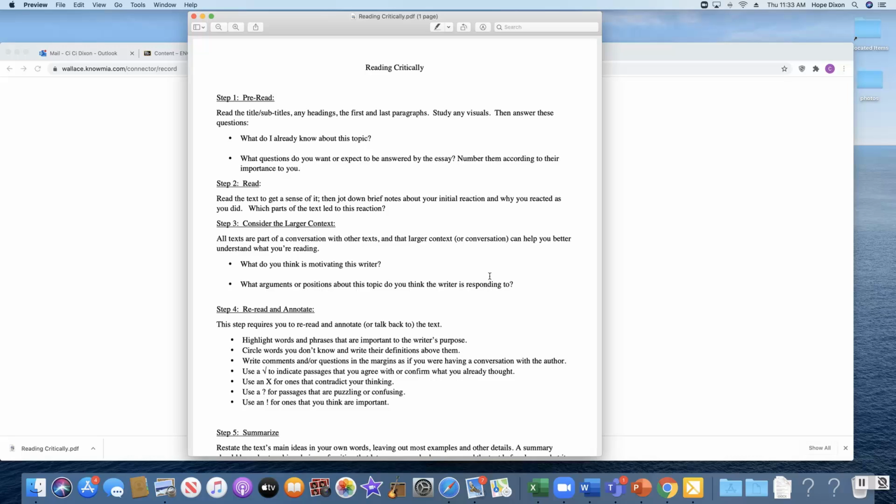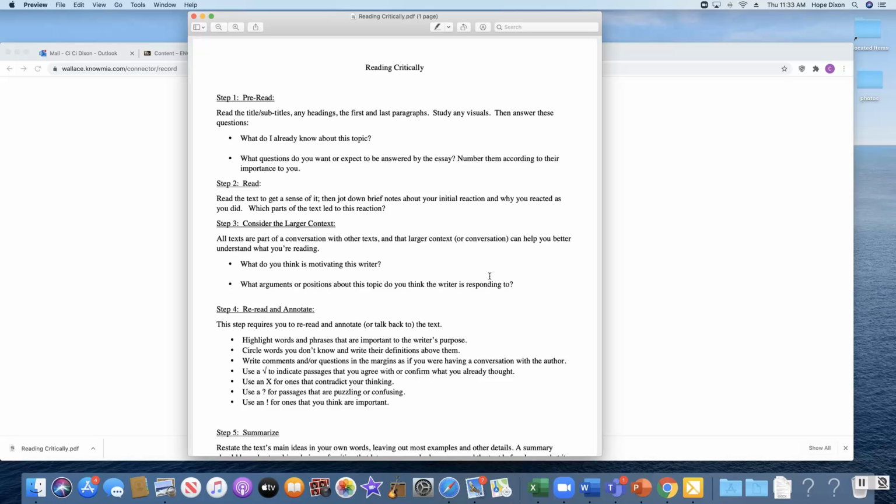And this works for anything. These reading steps will help you no matter what it is you're reading in college, whether it is a chapter in a textbook or an article for another class, whatever it might be. If you read in this way, I think you'll find that you retain more information and you have a better understanding of the subject matter.